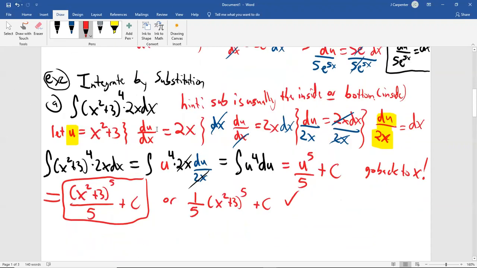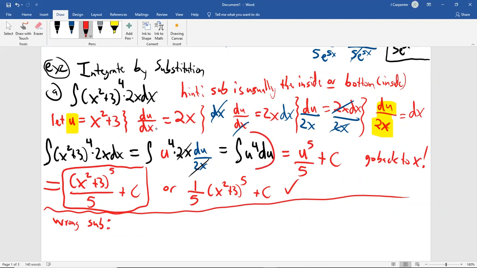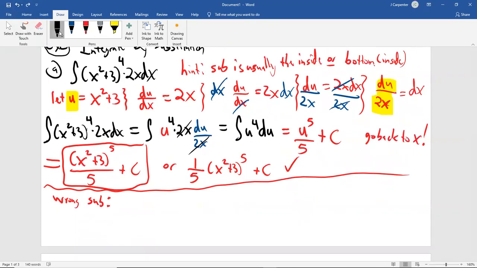So this was the correct substitution. Let's do this problem again, but let's see what happens with a wrong substitution. So why is it important to do this? Well, maybe when you're taking a test or doing a homework problem, you make a wrong substitution. How can you tell it's wrong? Remember, the main point was to get this right here, an integration with no x's. You got to be completely in your new chosen variable. So let's go back to the original problem, x squared plus 3 raised to the fourth times 2x dx.